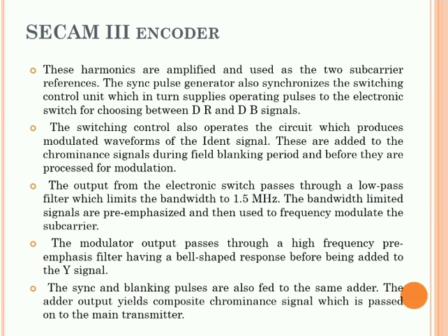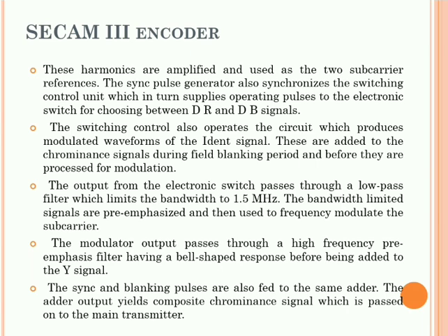These are added to the chrominance signal during the field blanking period and before they are processed for modulation. The output from the electronic switch passes through a low pass filter which limits the bandwidth to 1.5 megahertz. The bandwidth limited signals are pre-emphasized and then used to frequency modulate the subcarrier. Means the signal that we get after the electronic switch, we band pass that signal, its band pass frequency is 1.5 megahertz.